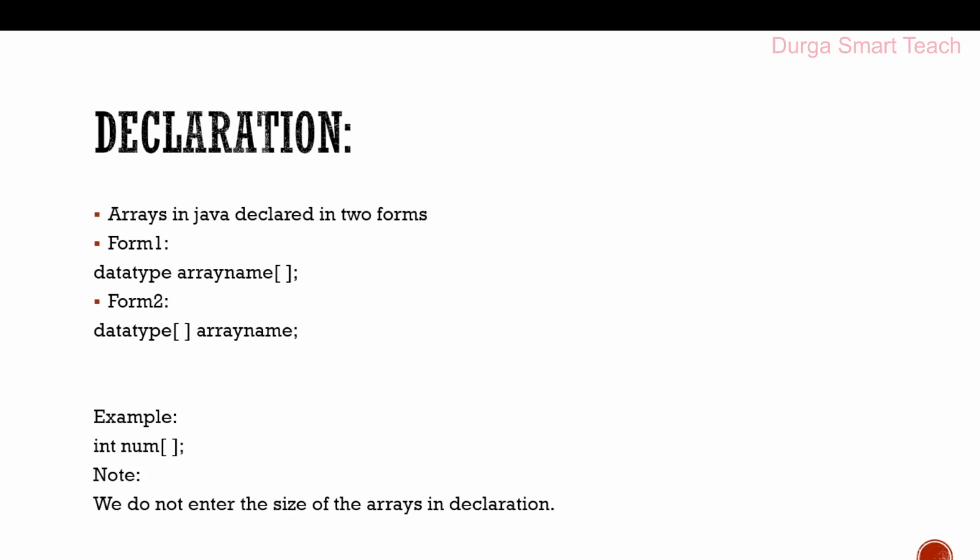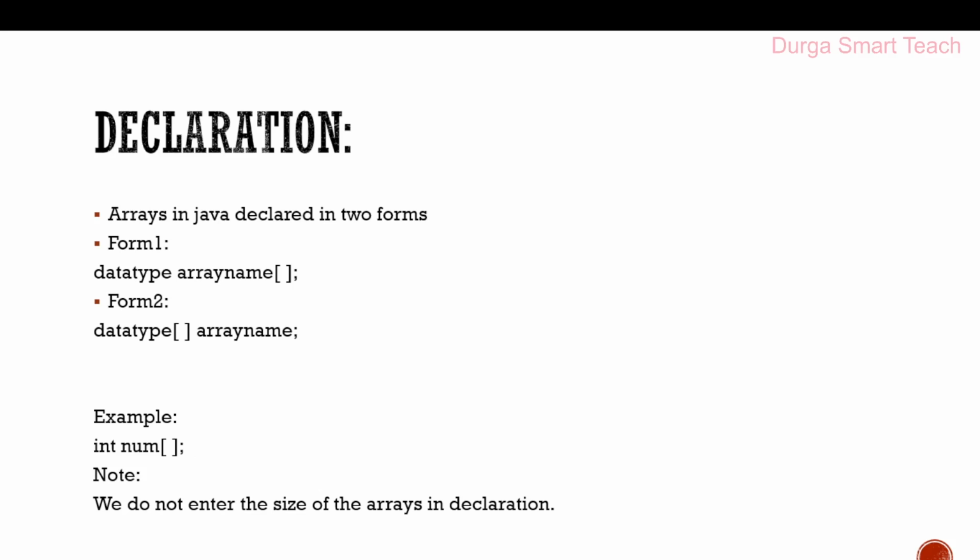Arrays can be declared in two forms. The first form is data type, array name, and square brackets are used to represent that it is an array. Or data type, brackets, array name. So you can use any of the forms. For example, int is the data type, num is the array name, next is square brackets. This is known as declaration of an array.